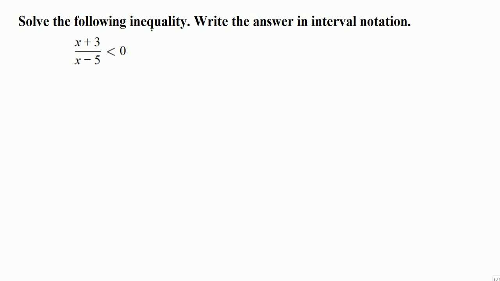Solve the following inequality. Write the answer in interval notation. Okay, (x + 3)/(x − 5) is strictly less than 0. The right hand side is already 0, which is kind of good. If it were not 0, then we would have to bring that number to the left and subtract.